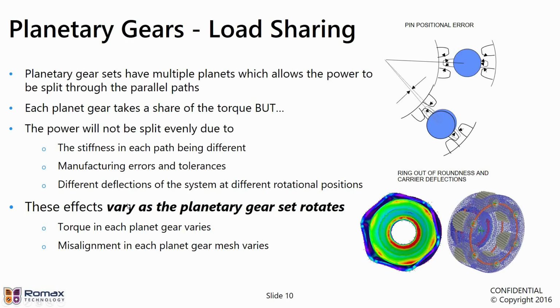Critically, this means that all these effects vary as the planet gear set rotates. So not only do we have different torque in different planet gears, but that torque varies as the planet carrier rotates relative to the other components, and also the misalignment in each of those gear meshes also varies as it rotates, and we need to be taking account of that, particularly when we're talking about the noise and vibration behavior.